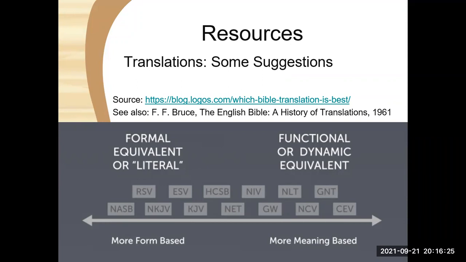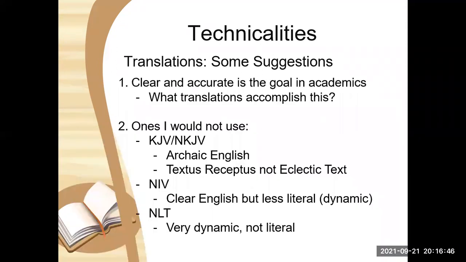So the recommendations I'm going to give will be about academic writing. I am not trying to ruin anyone's favorite translation. By all means, use whatever translation you want for your own personal study or in the church. That is fine. This is strictly going to be about academic writing. So, what is our goal in academics? Our goal is clear and accurate. So the question is, what translations will help us accomplish clear and accurate writing?